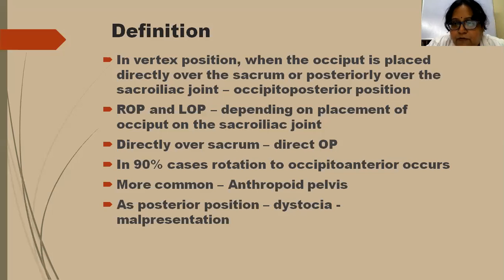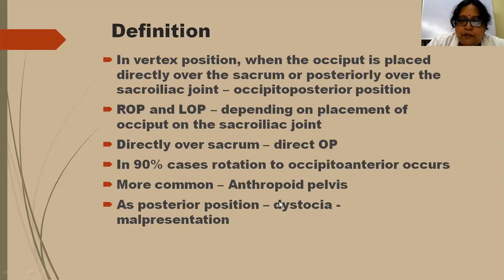In 90% of the cases, what happens? It normally rotates into occipito-anterior position as soon as the labor starts. And it is the most common position in which type of pelvis? It is most common in anthropoid pelvis. In the next class, I will be talking about the various types of pelvis, then you will understand. There are three types of pelvis: gynecoid, anthropoid, and android. So it is more common in anthropoid pelvis.